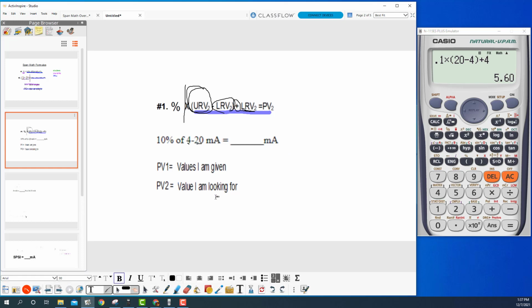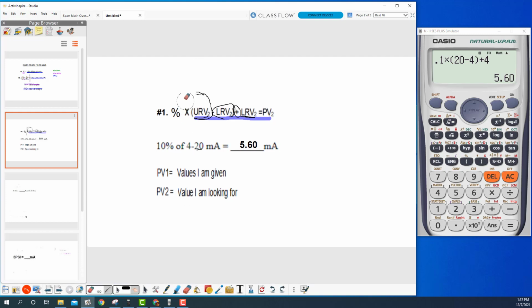And that gives me an answer of 5.60. What is 10% of 4 to 20 milliamps? It's 5.60 milliamps. What makes these numbers a little bit more complicated is that we are not starting with 0. If we're starting with 0 and we're saying 1 to 100, what's 10% of 1 to 100? Well, that's 10. But if we start at 4 to 100, what's 10% of that? That's a little bit more complicated. So that's why we have to bring into play our span math formula.